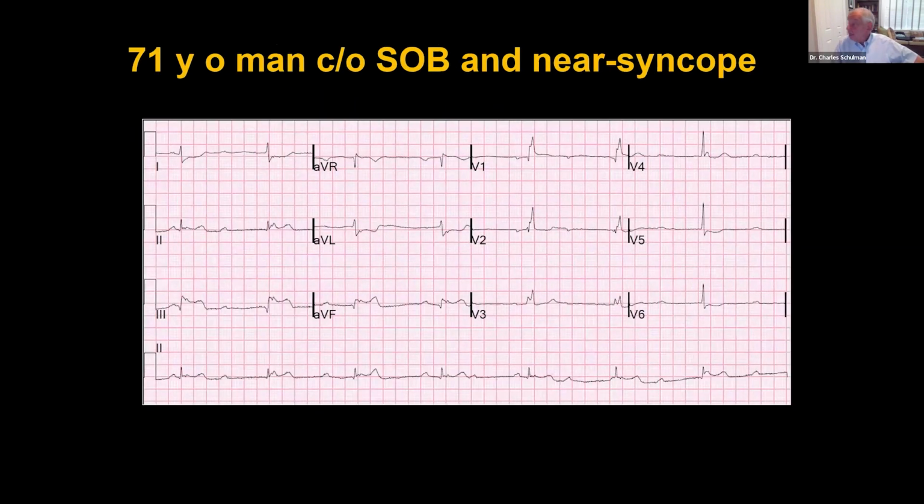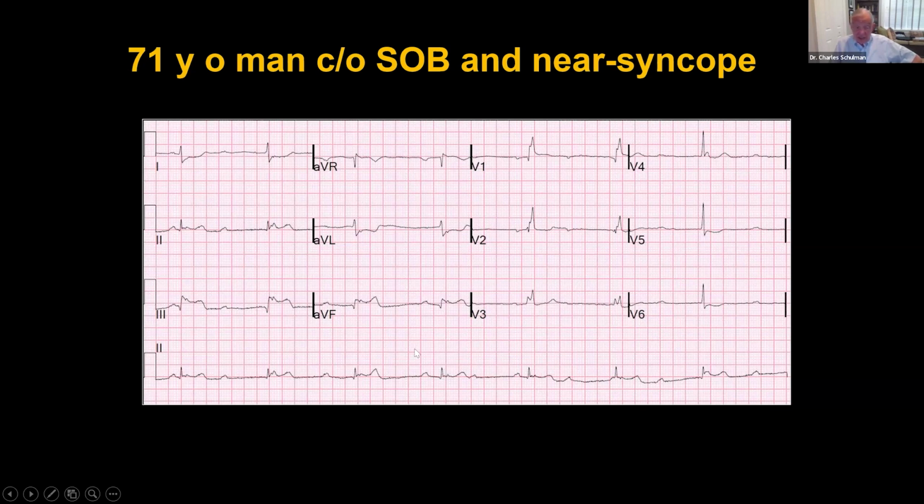Okay. So here is a 71-year-old man who complained of shortness of breath and almost passed out. And what you see is a very slow rate. His heart rate is 300, 150, 100, 75, 60, 50, 43. So his heart rate is 43. And you notice that the P waves and QRSs have no relation to each other. They march right through. Okay, so he has complete heart block.